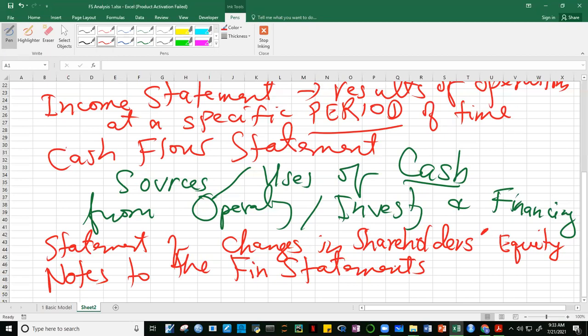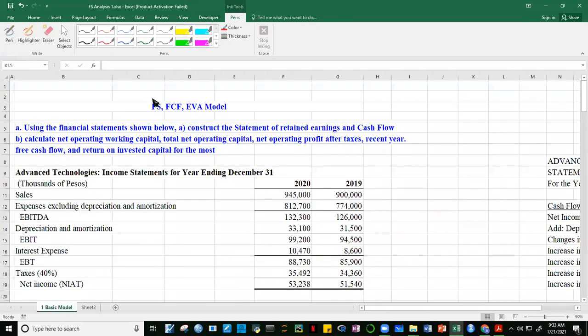So when you get the audited FS guys, expect na dapat may mga notes to the financial statements doon. You should also get that kasi makikita nyo doon, they really explain yung components ng balance sheet or income statement or cash flow na naka-note. All right. So that's a quick introduction guys, or review kasi nakuha niyo na naman yan. So let's go back here.